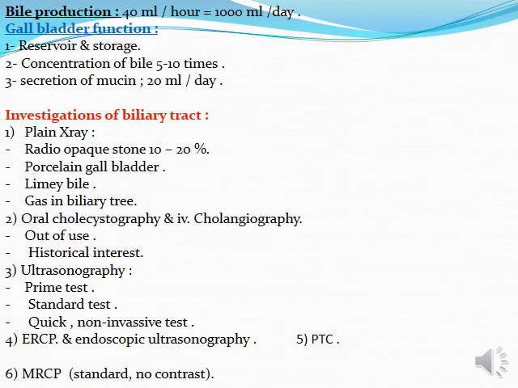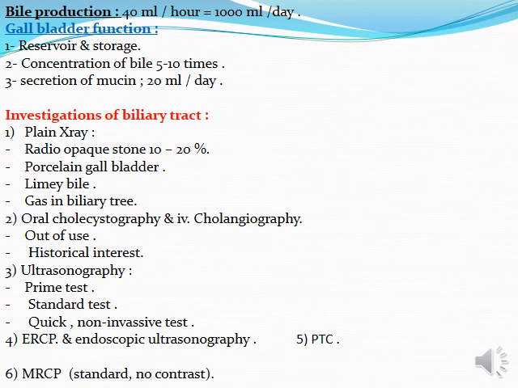3. Ultrasonography. This is the important one in gallbladder diseases. It is a prime test. It is a standard test. It is a quick and non-invasive test. Number 4, ERCP and endoscopic ultrasonography. This is already mentioned in the first lecture about investigations of the hepatobiliary system.